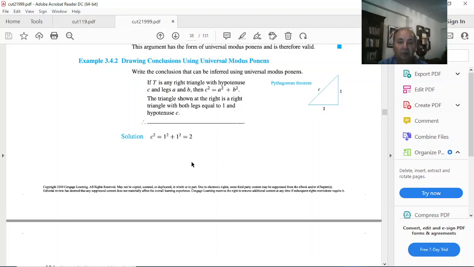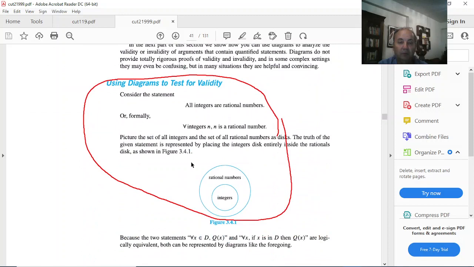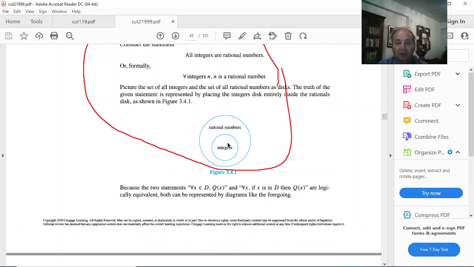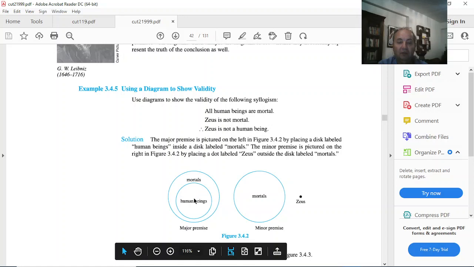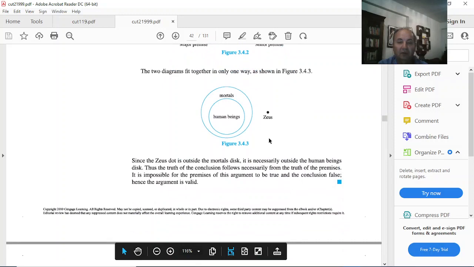Continue with that, skipping some parts. Test for validity is using the Venn diagram. The integers are a subset of the rational numbers. Everybody knows that, right? When you write the integer 4 as 4 over 1, it is a rational number. 5 over 1 is a rational number. Alright, this is a strange case. Mortals: we know humans are mortal. Major premise, but minor premise, Zeus is out of the set. Now you can understand Zeus is not human or is not mortal.